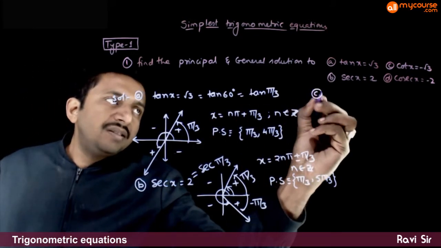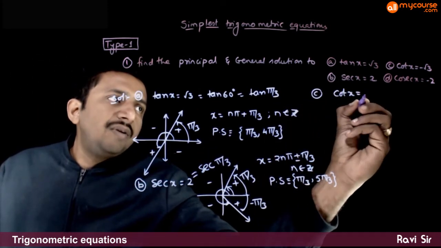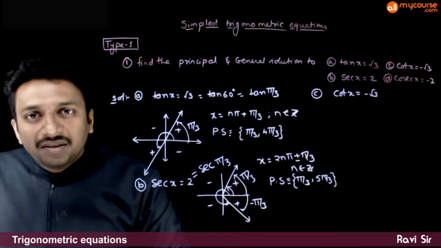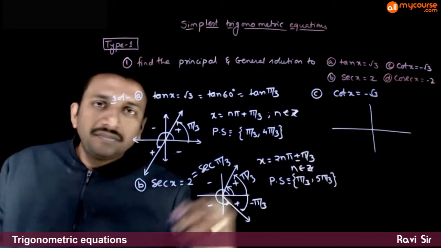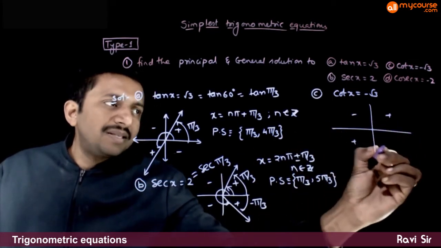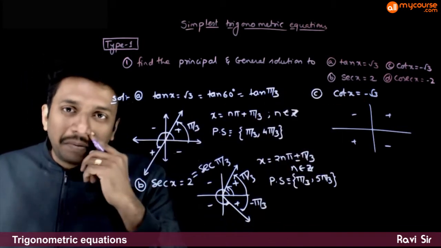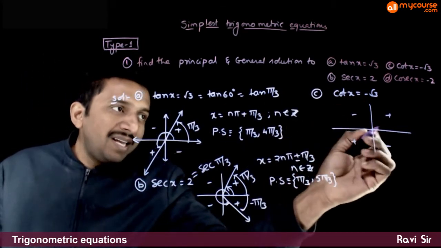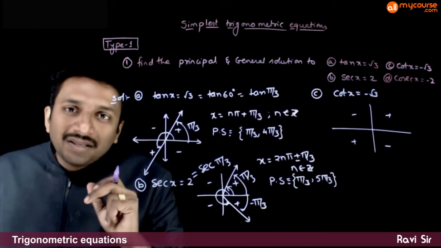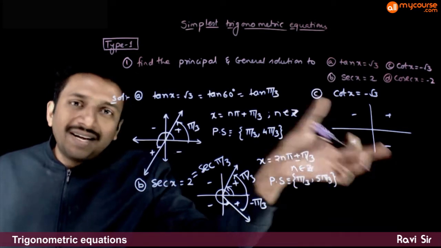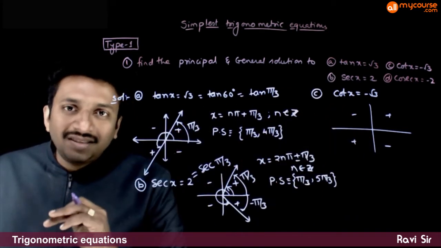Now let us go for the third. Cot x is equal to minus root 3. So what is the quadrant diagram for cot x? Plus, minus, plus, minus. Now cot x is given as minus root 3, a negative number. So what is the basic angle? I won't find any angle in the first quadrant because in the first quadrant cot is positive. So corresponding to minus root 3, you need to go to second and fourth quadrants. Either this or this, anything is okay.